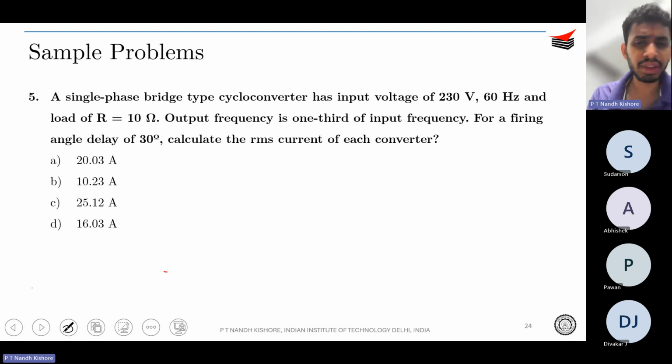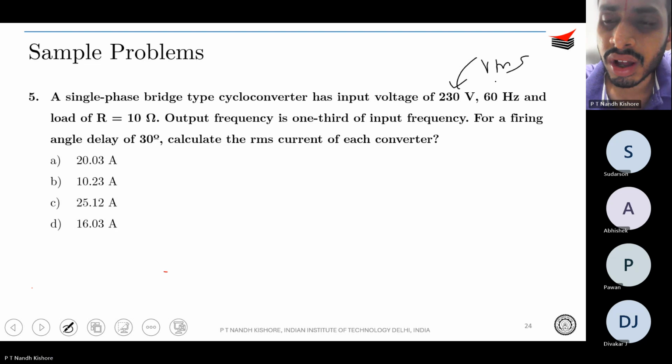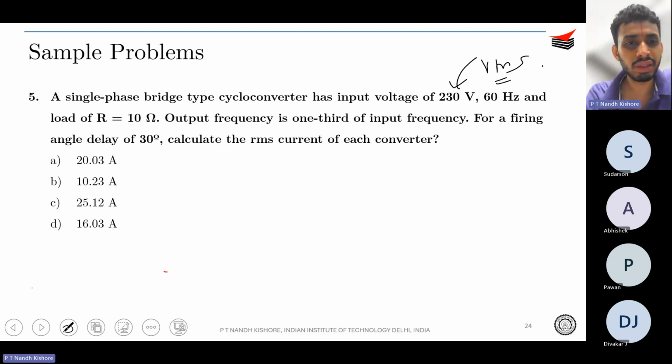A single phase bridge type cycloconverter has input voltage of 230 volt. As I have told in earlier sessions as well, if they just give something like 230 volt, 60 hertz, it means that it's an RMS quantity. A single phase bridge type cycloconverter has input voltage of 230 volt, 60 hertz, and a load of R equal to 10 ohms. The output frequency is 1/3 of the input frequency. For a firing angle delay of 30 degrees, calculate the RMS current of each converter. I think it is the RMS current of each switch.